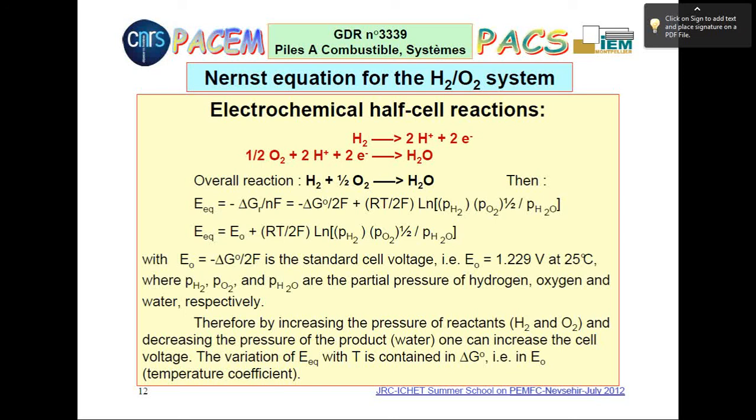Always a battery problem. Okay, so you see, if I have some here. Well, the temperature variation is contained in two terms. In the RT, R is a gas constant, and T is absolute temperature. But the most important variation is in delta G0, because you have the exponential term over RT.